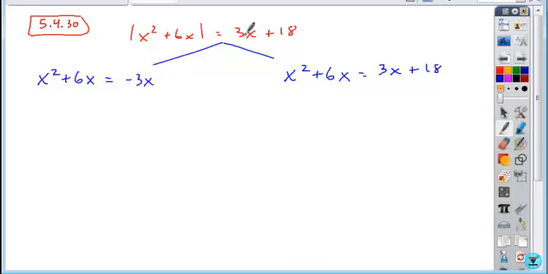So again, what I'm going to do is just change the sign of each individual term. So this becomes a negative 3x and a minus 18. Okay, once you do that, then you solve each of these equations completely separately.